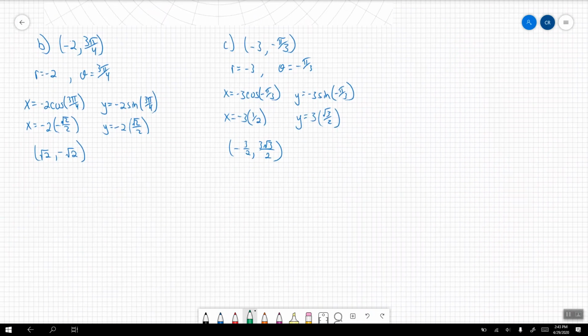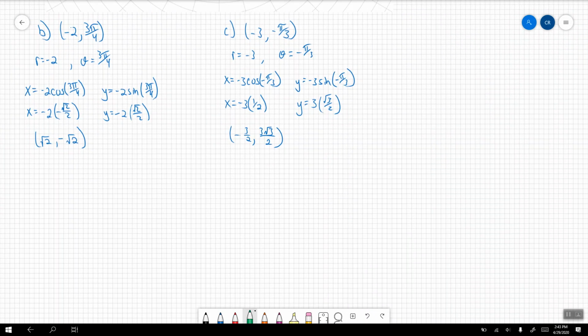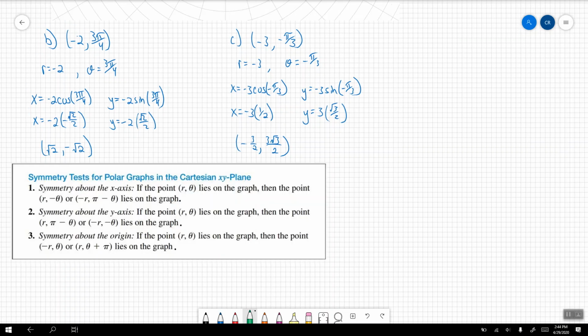Alright, so before we start graphing some of these equations, I want to give you a brief rundown of tips and tricks to graph these equations a little bit more easily. One of the first things that we want to look at when we're talking about symmetry is symmetry about the x-axis. If the point r, theta lies on the graph, then the point r, comma, negative theta will also be on the graph.